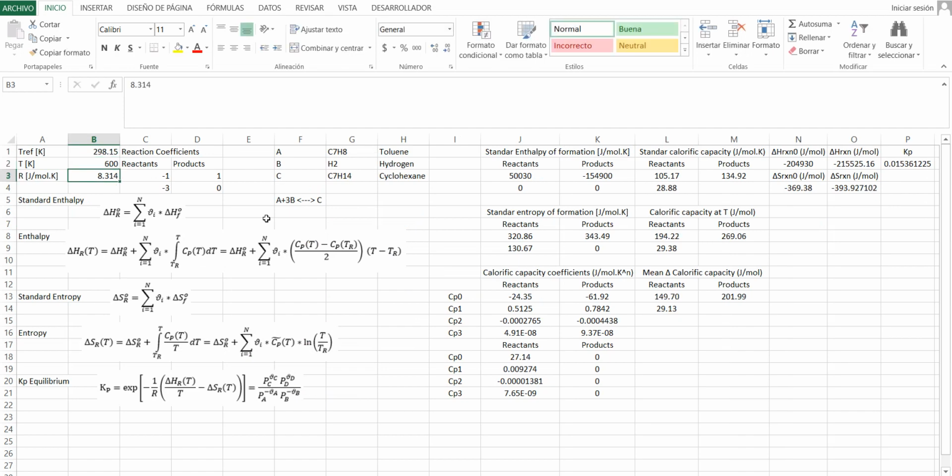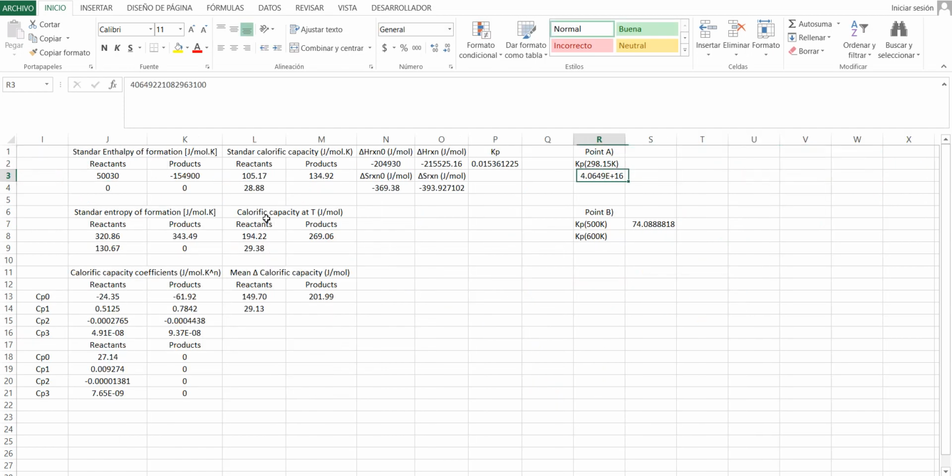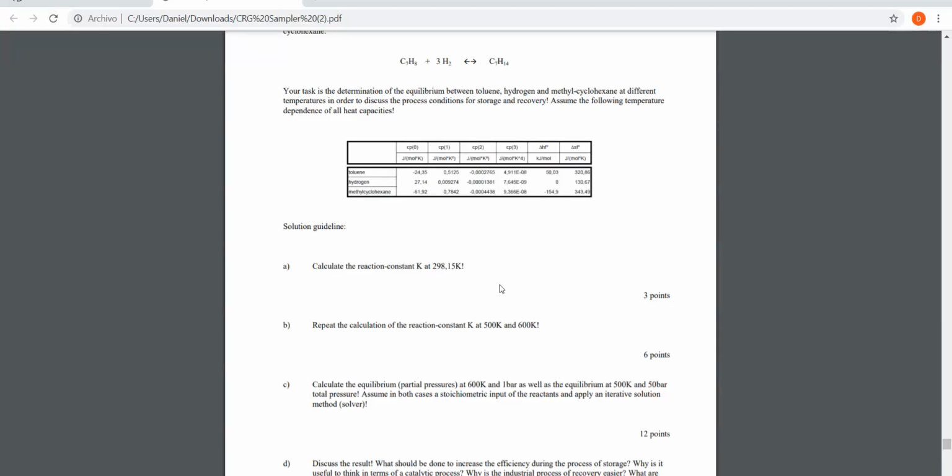And now the Kp is once again dramatically reduced. It is 0.015. Okay, that would be point B. Now we have 9 points right there. So let's continue with point C.